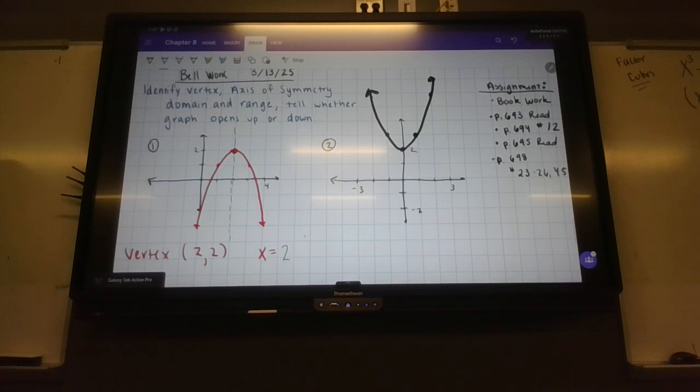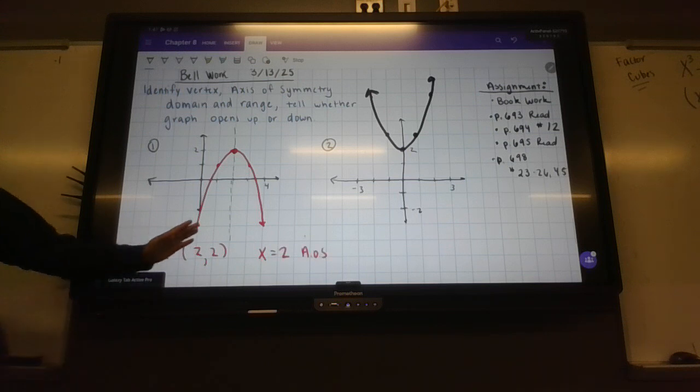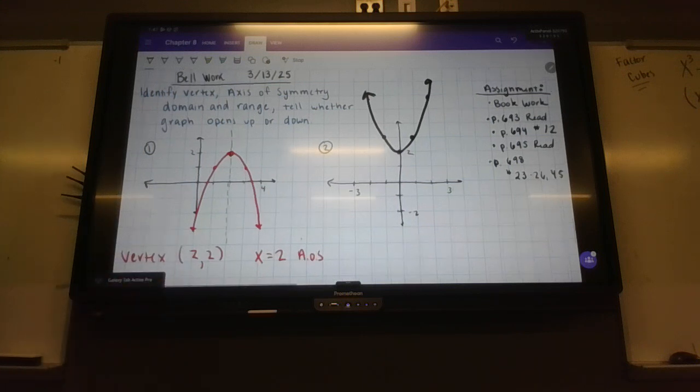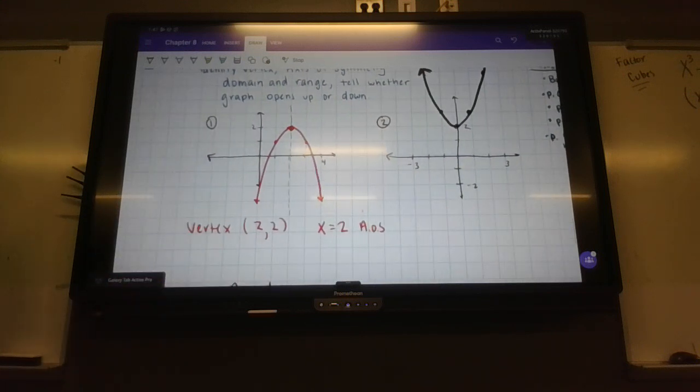The axis of symmetry is x equals 2. Oh, you're on number 2. You're right, it is 0 on that one. So the AOS, axis of symmetry, is right here where x is 2. What else are you supposed to say? Domain and range. Domain is all real numbers.